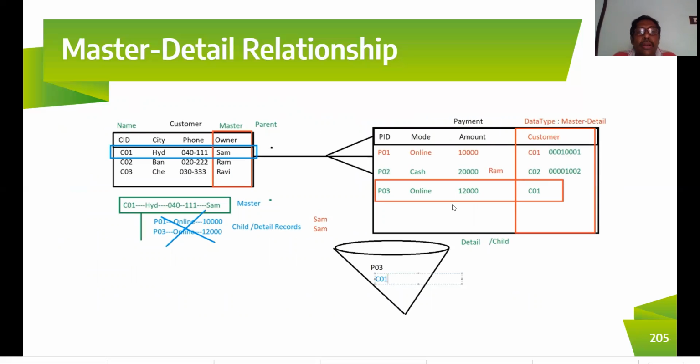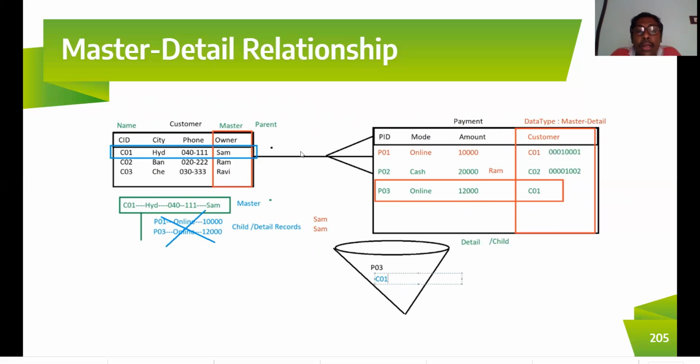Again, the same example. See here, I'm taking customer and the payment. As I told you, this is the master, this is the owner of this record, right? So for C01, who is the owner? Sam is the owner. For C02, Ram is the owner. For C03, Ravi is the owner. So I'm going to establish a relationship between customer and payment. Customer is going to be the parent or master object, and payment is going to be the child object. When I create a relationship between these two objects, automatically this field will be added into the payment object, right? So now this payment object will not have any owner details.